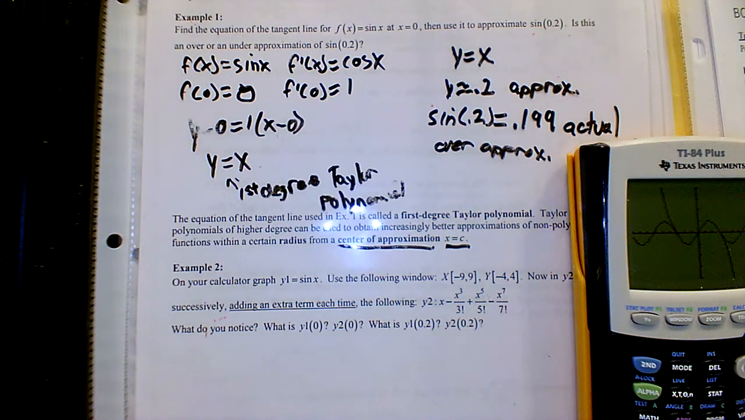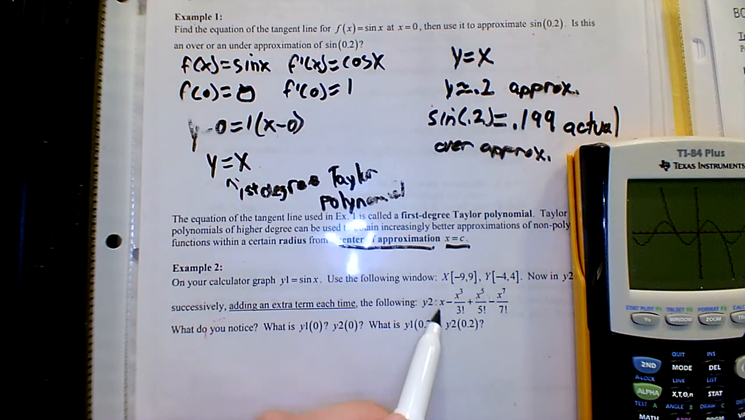Do we see a kind of pattern at all? Do you think you could figure out what the next term would be? What do you think it would be, Abby? Factorial. Yeah. Would it be a plus or minus in front of it? Plus. So you could add another term. It would be plus x to the 9th over 9 factorial.